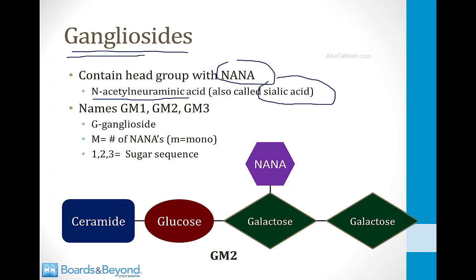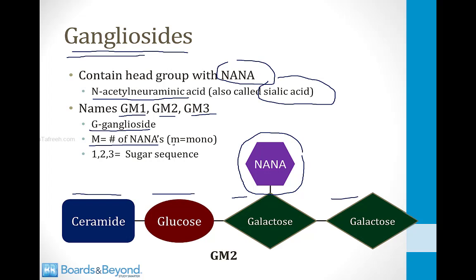If you look at the structure on the screen here, you can see that there's a ceramide molecule connected to glucose, galactose, and galactose as we have seen before. But what makes this a ganglioside is the fact that a NANA molecule is connected to one of the sugar moieties. The names of gangliosides go by names like GM1 and GM2 and GM3, and this is a naming system for these molecules. The G stands for ganglioside, the M stands for the number of NANA molecules. Most of them are GM, and the M means mono, meaning only one NANA molecule present. And then 1, 2, and 3 refers to the sugar sequence. So for example, this is the structure of GM2 on the screen here. It has a glucose, galactose, and galactose. Other sugar sequences have different numbers like GM1 and GM3.